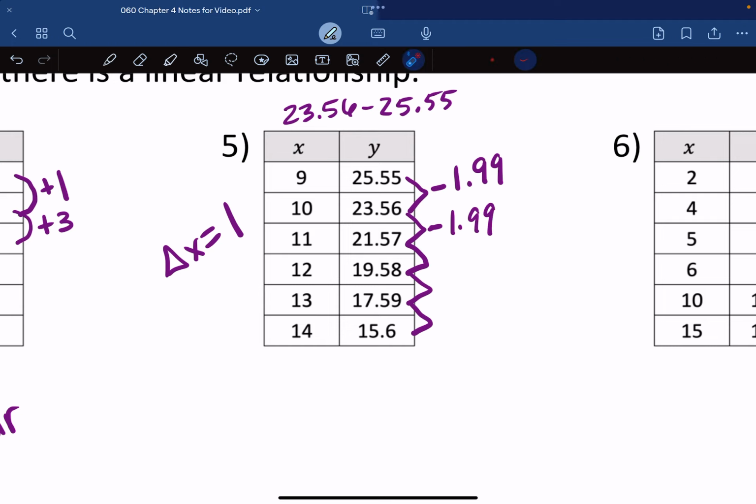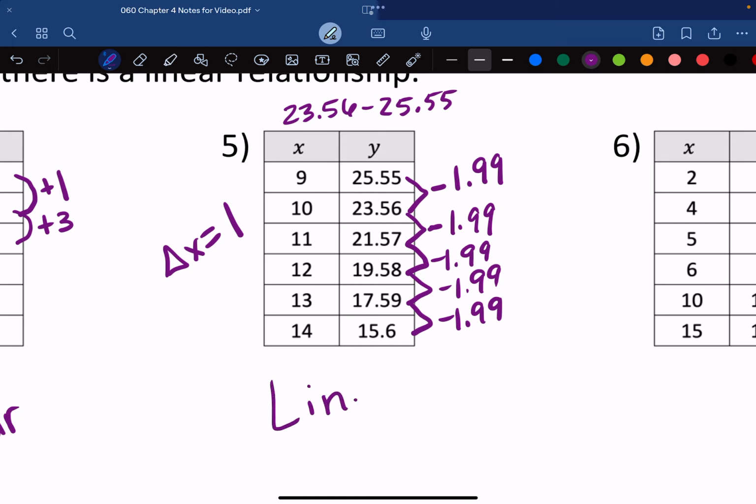And some students might do these two and say, oh, they're the same. Let me stop. I'm done. You want to test them all out just in case. So we're going to go ahead and test them all out. And you will find that for this particular problem, they will all actually be the same number, which means that this is linear.